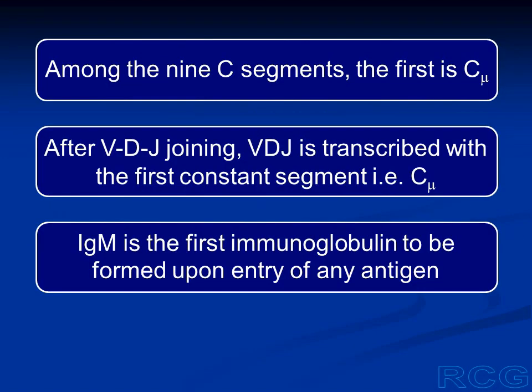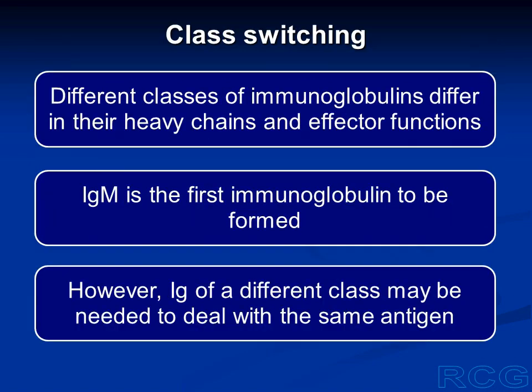Among the 9 C segments, the first is C mu. So after VDJ joining has occurred, this VDJ segment is transcribed along with the first constant segment, which is C mu. And the mu type of heavy chain is present in IgM. So IgM is the first immunoglobulin to be formed upon entry of any antigen.